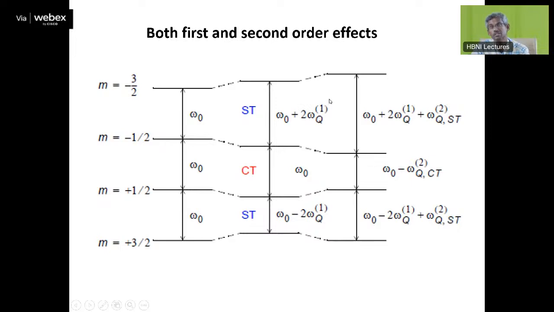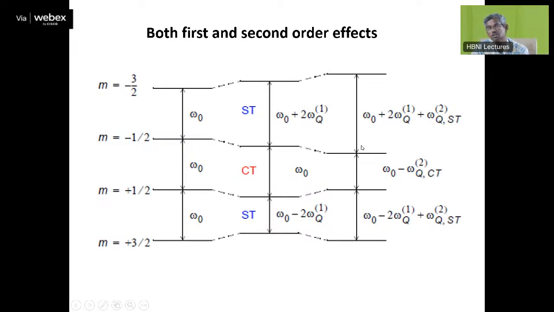One important thing I want to convey is here. This central transition you see here, the central transition, is not much affected by this plus half to minus half transition, not much affected by the first order quadrupolar interaction. You see here, the satellite transitions are getting affected. These are ST, meaning satellite, and CT, meaning central. Central transitions are not much affected, but the satellite transitions are getting affected.